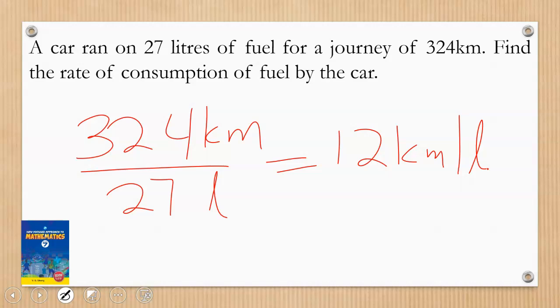So that is how we handle this type of question. Go ahead and solve all the examples and all the exercises that you have in your book. I'm sure you've learned a lot.